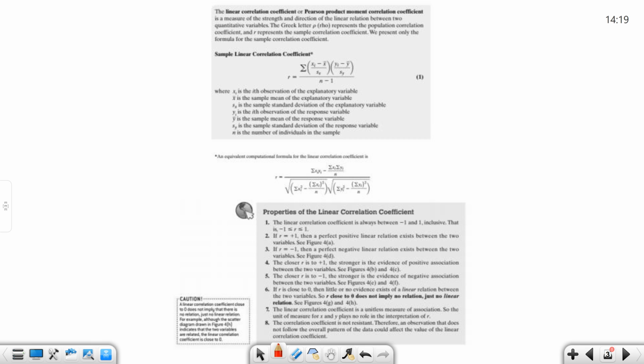Number 8, the correlation coefficient is not resistant. Therefore, an observation that does not follow the overall pattern could affect the value of it.